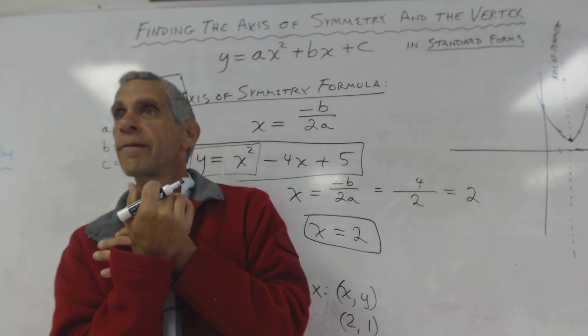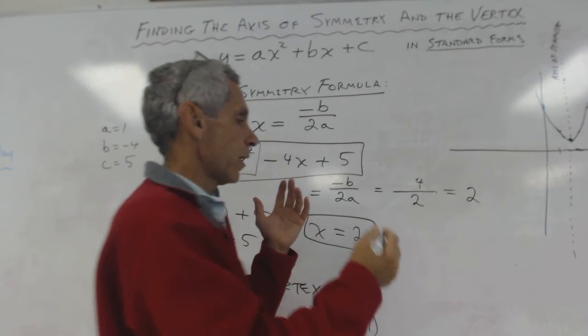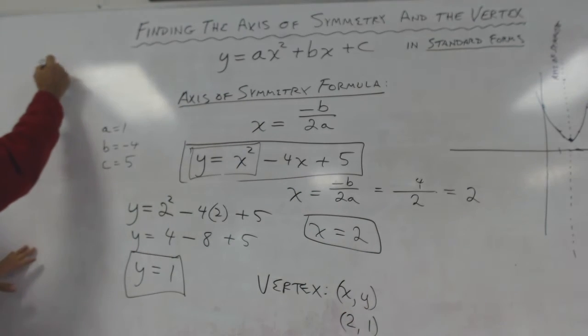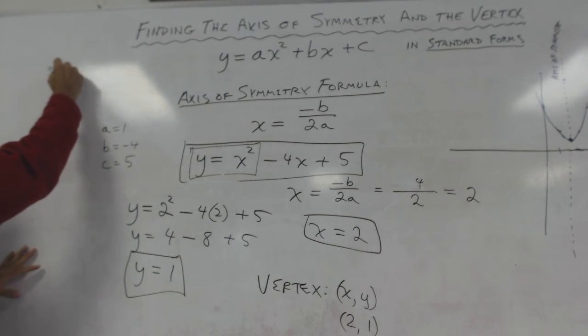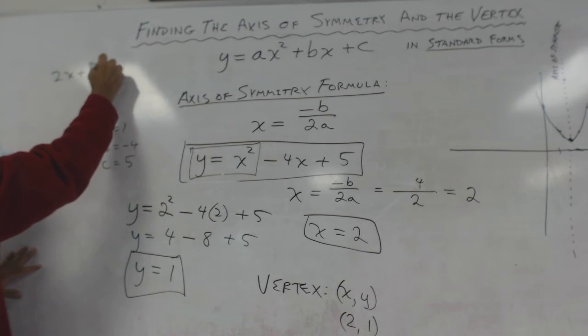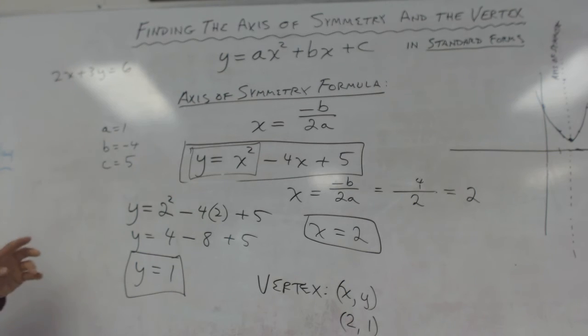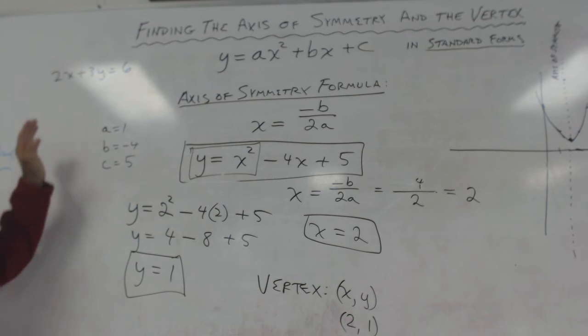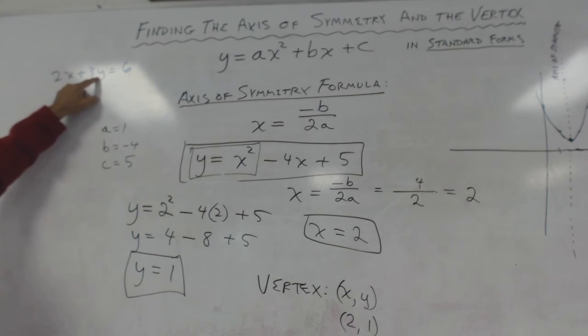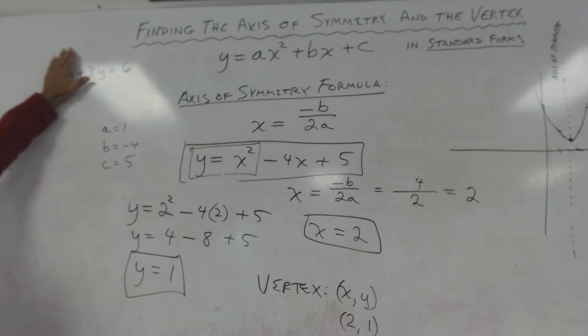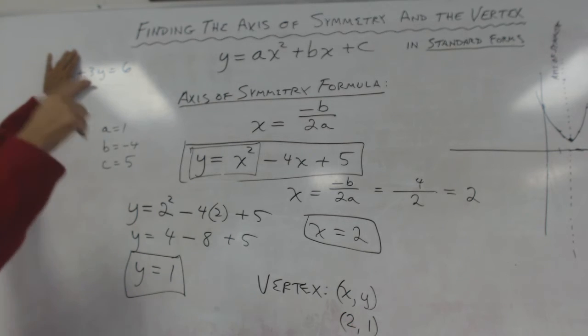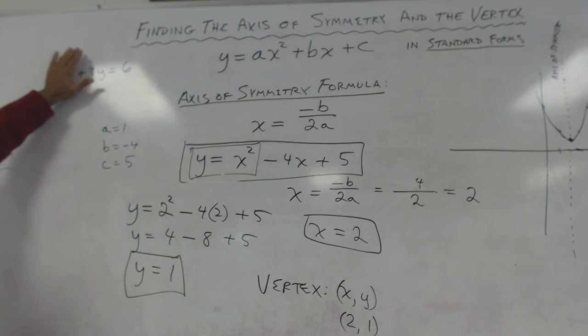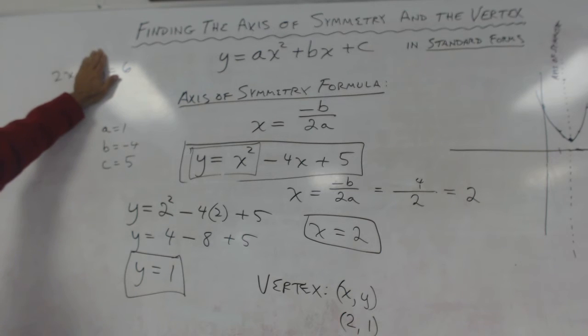Well, think about it. If you had a straight line, 2x plus 3y equals 6, how would you graph that? That's in standard form. Wouldn't you use x and y intercepts? Remember that? To find the y-intercept, you make x equal to 0, because x has to be 0 if you're going to be on the y-axis. To find the x-intercept, you make y 0.